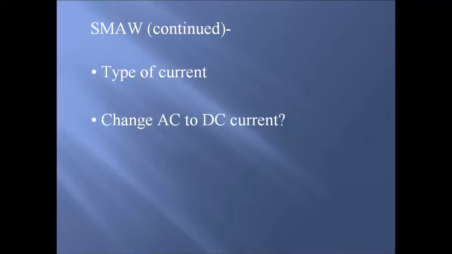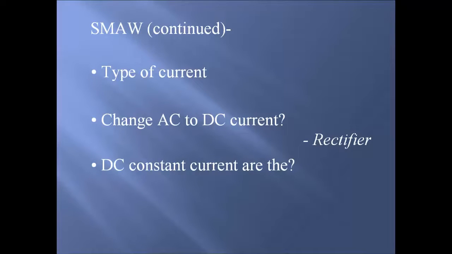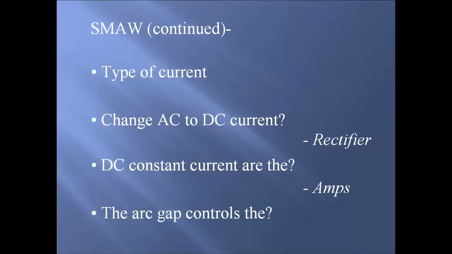Change AC to DC current by the use of a transformer rectifier. DC constant current are the amps. The arc gap controls the volts.